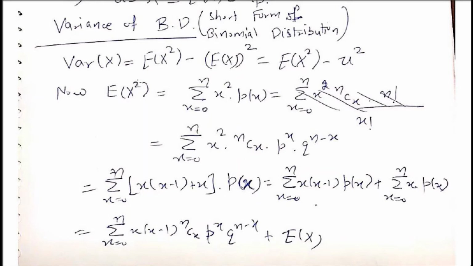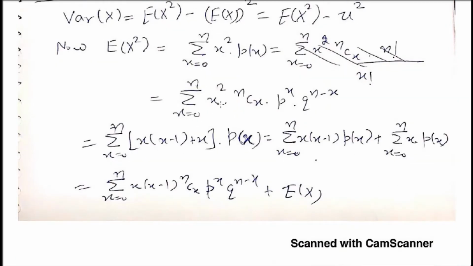So expectation of x square, with the help of the definition, is the summation x varies from 0 to n. Because binomial distribution is a discrete random variable, it is written as summation x from 0 to n of x square into p(x). We know that for the binomial probability, p(x) is nCx p raised to power x q raised to power n minus x. Now this x square can be written as x into (x minus 1) plus x into p(x). So we are splitting the summation here.